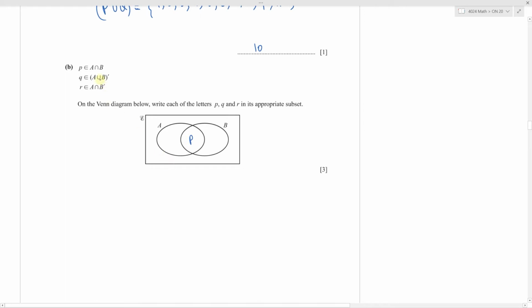The next one is A union B complement. So what is A union B? A union B is everything inside A and everything inside B. So this blue boundary, everything inside this blue boundary is A union B. But Q is outside because you have this complement. So A union B complement means everything outside of this blue boundary. So you can write Q anywhere here. So let me just erase this.